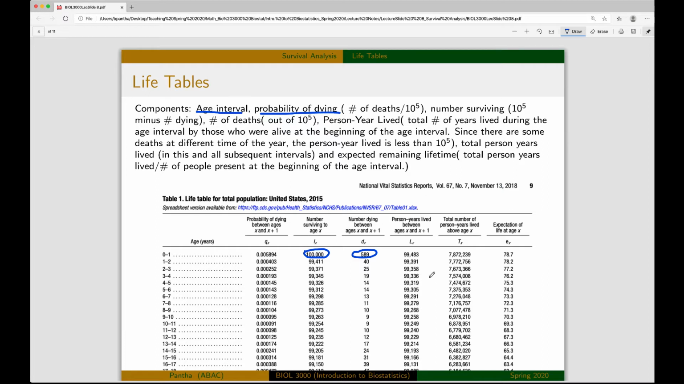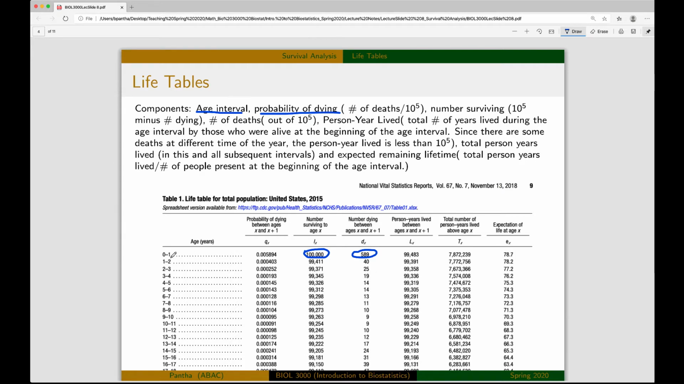Okay, and the last one is the expected remaining lifetime, which is the total person years lived divided by the number of people present at the beginning of the age interval. That means this divided by the number of people that lived at the beginning of the year. So if you divide that by 100,000, you will get 78.7. Similarly, divide that by 99 point, and you will get 78.2, and so on. So this is the expected life.